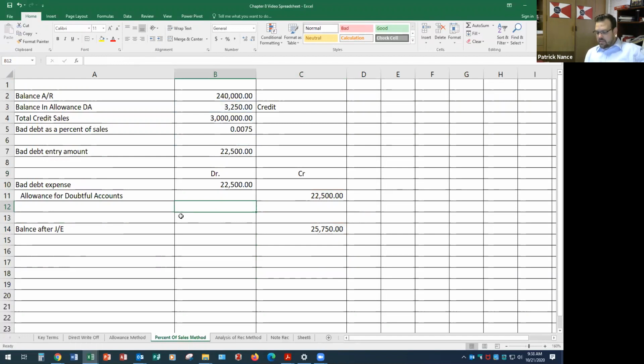Okay, and I'm being real specific about it because the one we're getting ready to do, the balance sheet method, is not that way. The number that we find through a calculation in that one is what the balance needs to be. So the other method, we're finding this number, and this method, we're finding what the journal entry number is. So do understand that, and we'll get ready to do the analysis of receivables method next.